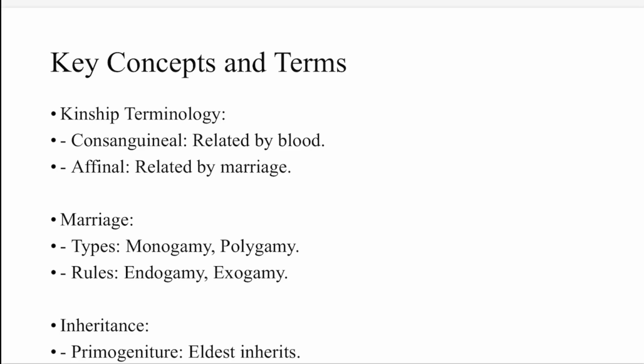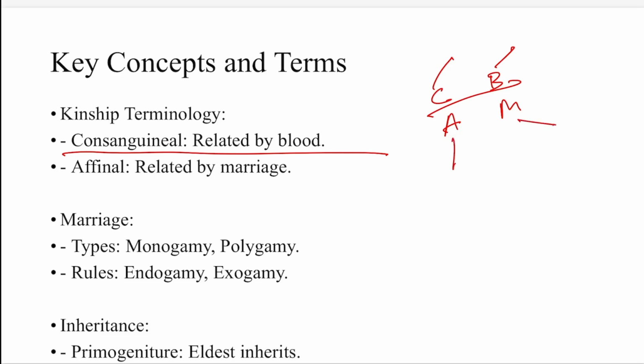So we will revise the key concepts and terms, and it will help you. We have consanguinal and affinal. How I remember: C is related to B and A is related to M. So C A B: consanguinal is related to blood and affinal is related to marriage. So this is the mnemonic CBAM. It will help you relate these kinship terminologies with the marriage functions.